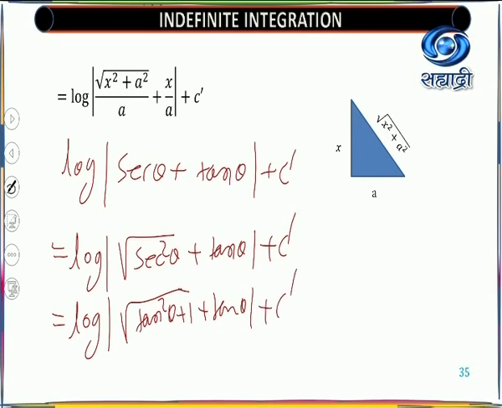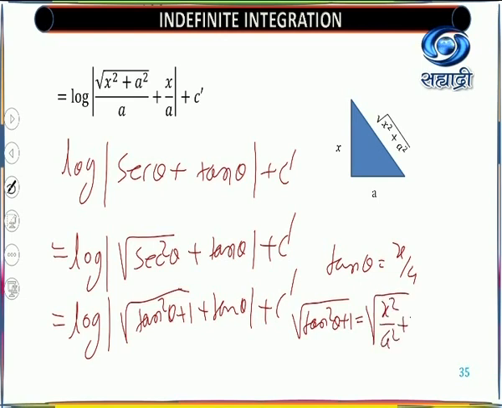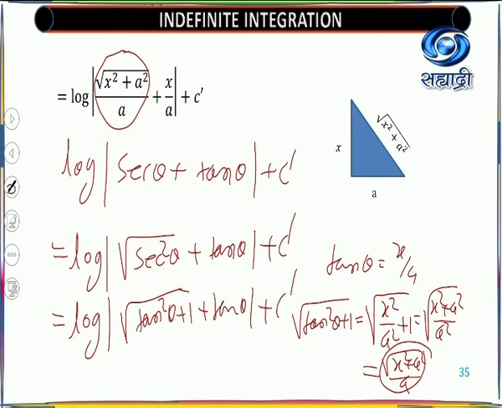And now the tan theta value is known to you. Tan theta is x upon a. Then what will be root of tan square theta plus 1? Tan square theta plus 1 is root of x square upon a square plus 1. That is nothing but x square plus a square upon a square, and hence you will get this as root of x square plus a square upon a. So by both the methods, the value of sec theta is root of x square plus a square upon a, and hence you are getting here the value as root of x square plus a square upon a plus x upon a.